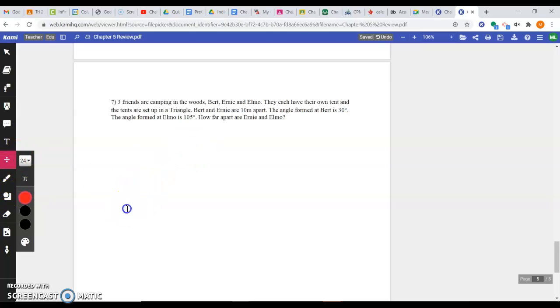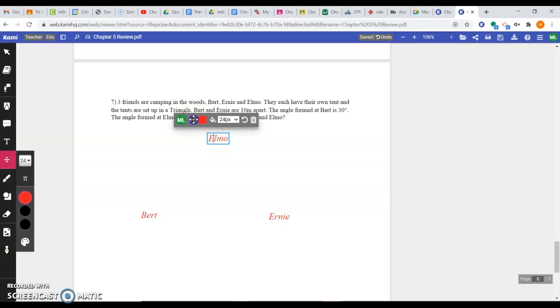All right, lastly here, we have Bert, Ernie, and Elmo going camping, and the way I do this problem is, again, just draw it out. So I'm going to say that Bert is down here, Ernie is over here, and Elmo is up top. And again, you could draw this out differently. This is just the way that I'm seeing it.